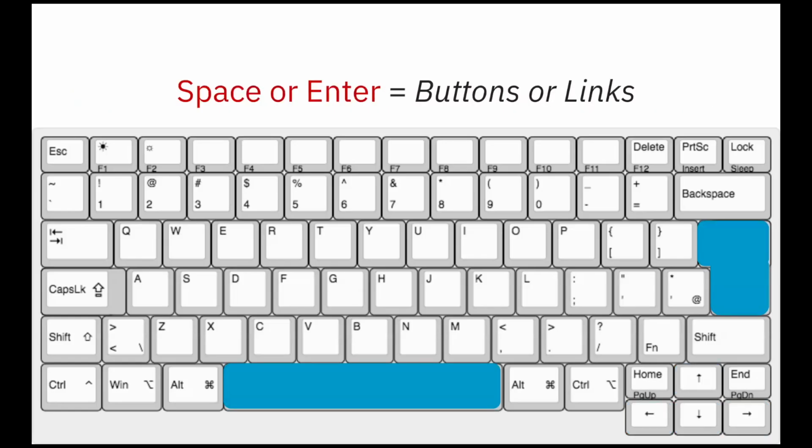But so we've got space and enter. These are going to be buttons on your page and links. So this is kind of any kind of interactable button, link, checkbox. This is what you'd press enter or space to engage with those or make it an active state. So clicking on a checkbox would make it checked or unchecked.